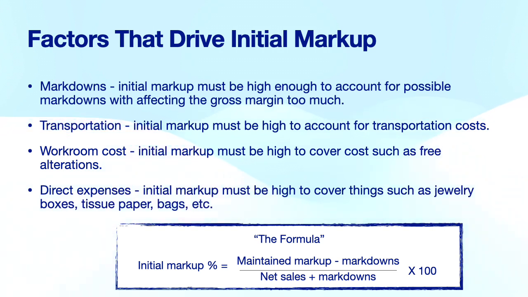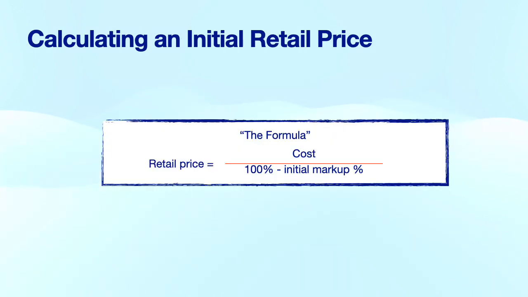In calculating your initial markup, you can use percentage or you can use dollars. When you use a percentage, your net sales is always 100%. So calculating your initial retail price, you can take your costs and divide that by 100% minus your initial markup percent.